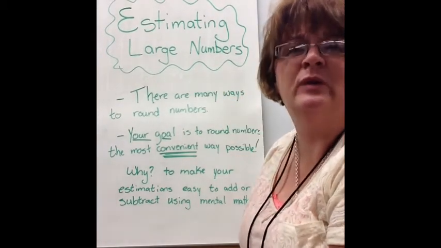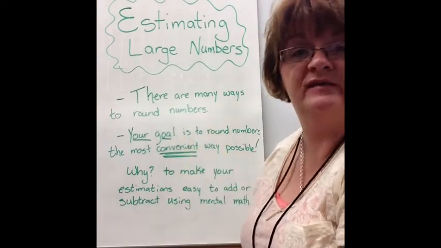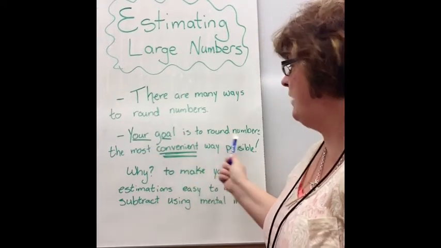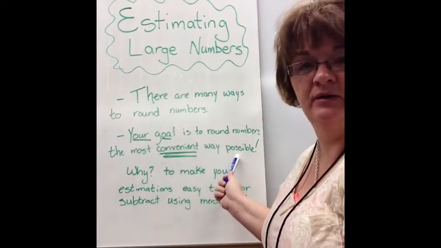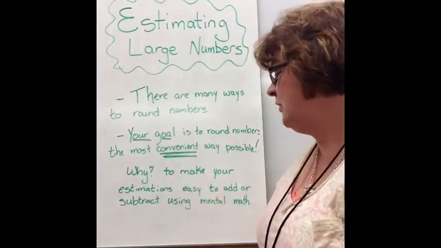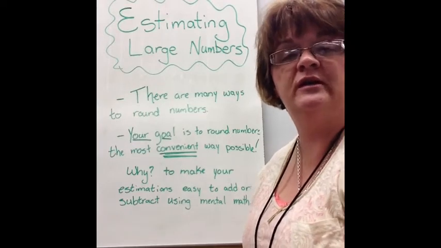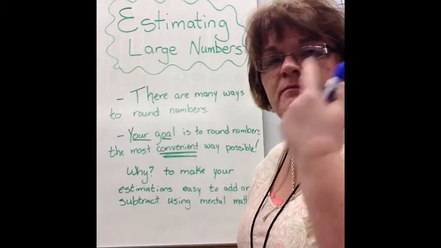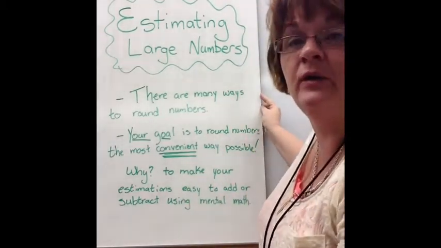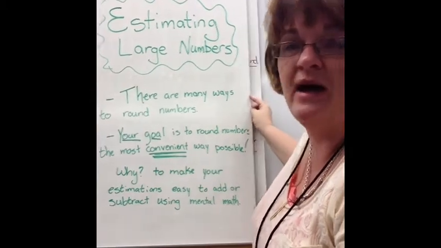Estimating large numbers can be really, really tricky because there are many different ways that you can round these numbers. But you have a goal when you're estimating. Your goal is to round in the most convenient way possible. Why is it important? Well, it is because you want to make your estimations easy to add or subtract when you are doing your math. So you want to be able to do it mentally instead of having to do the paper and pencil version and doing the carrying and the borrowing. So to make it easier, your goal is to make it the most convenient possible number.